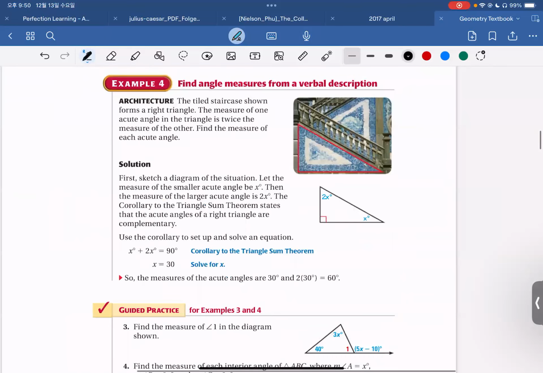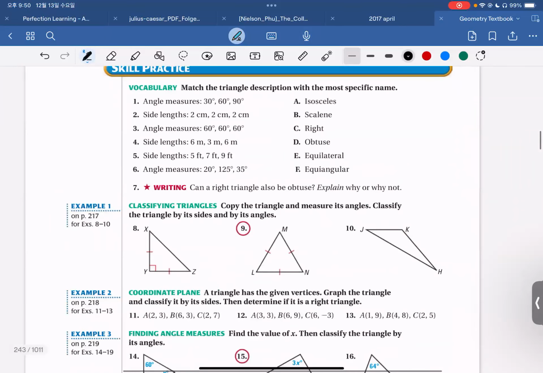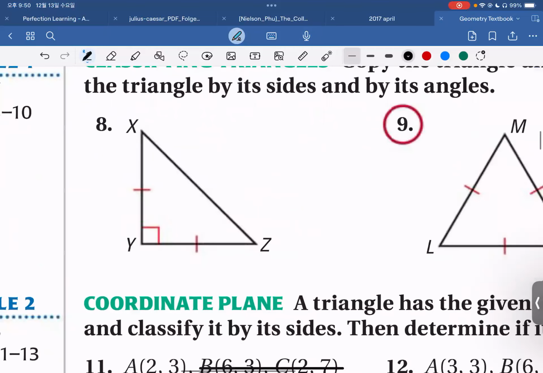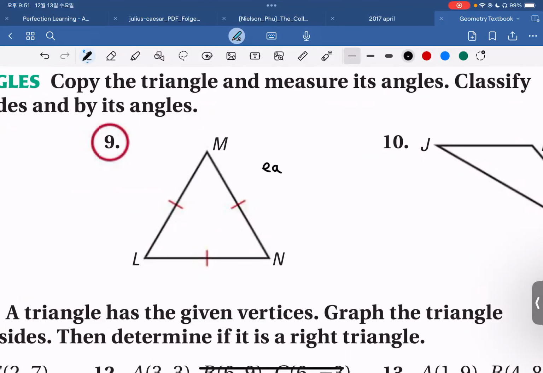If we just look at classifying triangles, let's look at number 9. So this is equilateral. At the same time, you have to know that it's also isosceles because it has at least 2 equal side lengths.